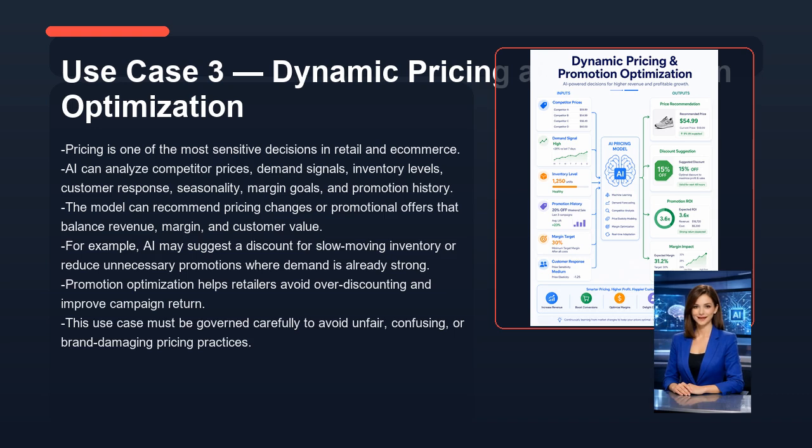For example, AI may suggest a discount for slow-moving inventory or reduce unnecessary promotions where demand is already strong. Promotion optimization helps retailers avoid over-discounting and improve campaign return. This use case must be governed carefully to avoid unfair, confusing, or brand-damaging pricing practices.